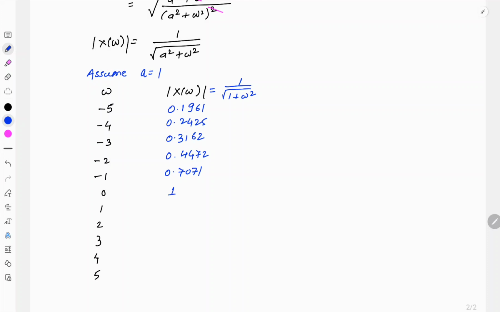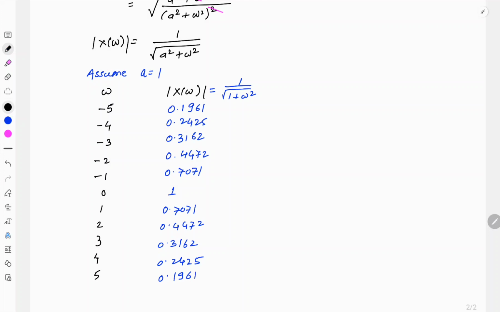Now see, once we find out the value for this -5 to 0, for 1 to 5 again these values are going to repeat. So these values will be 0.7071. At 2 it will be 0.4472. At 3 it will be 0.3162. At 4 it will be 0.2425. At 5 it will be 0.1961.